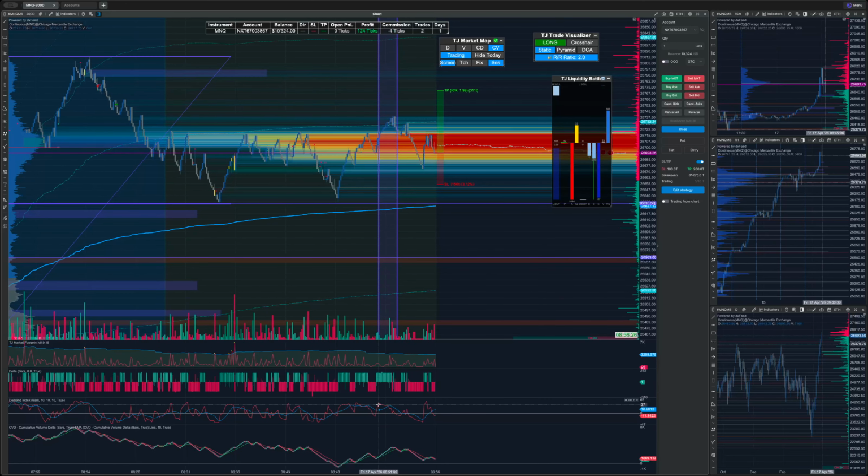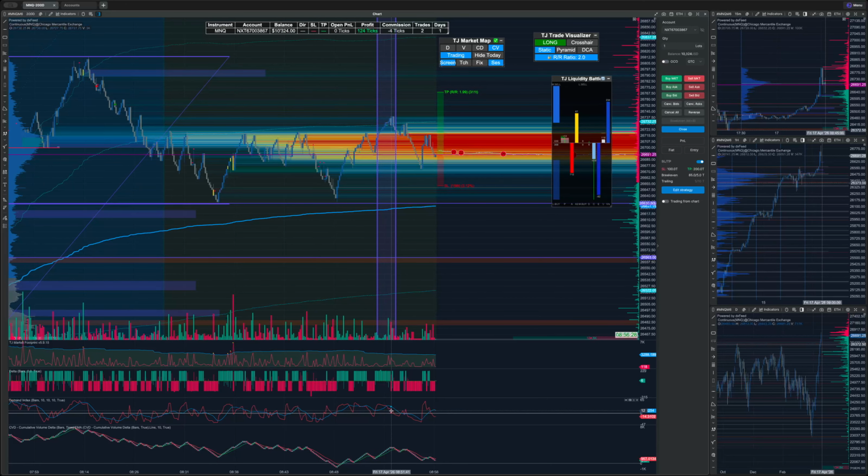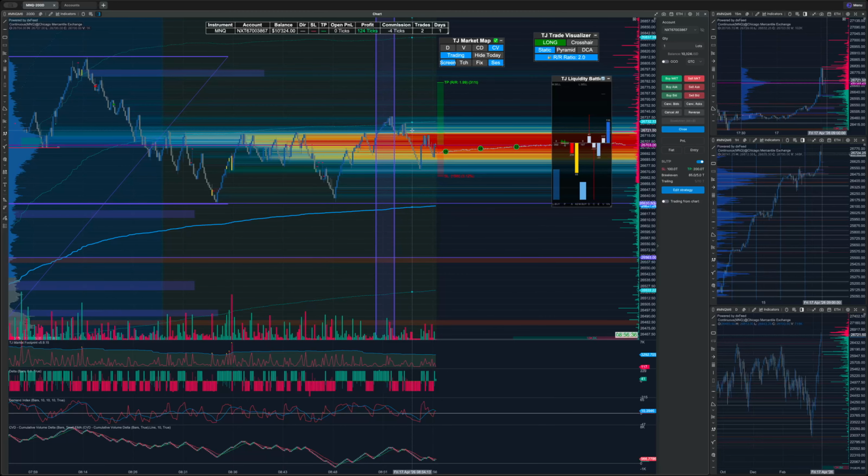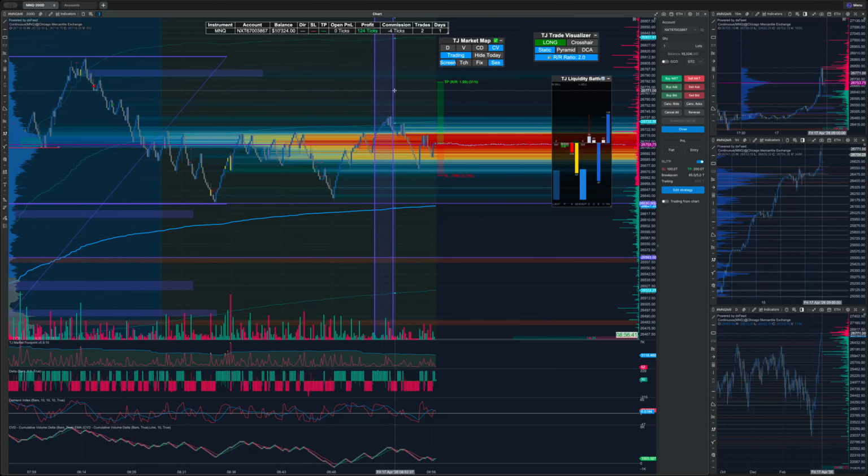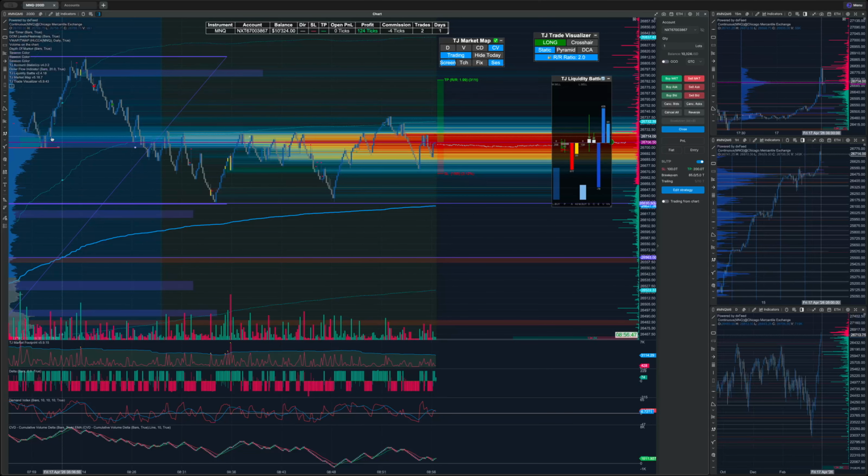So I could have taken this one here and say, okay, guys, what about going short here? Would have been nice, 200 ticks. Anyway, the market is feeling well around the puck, so let it do what it can do.